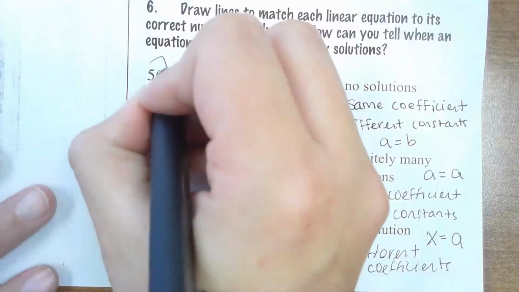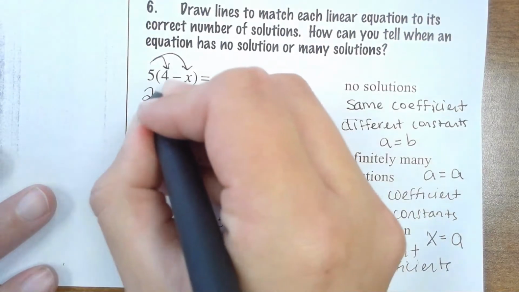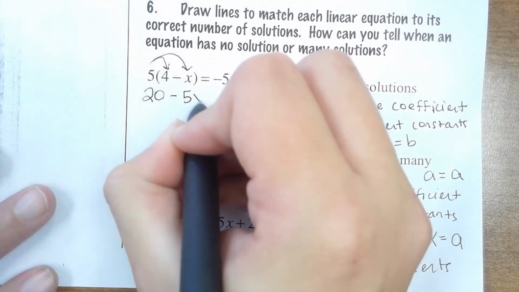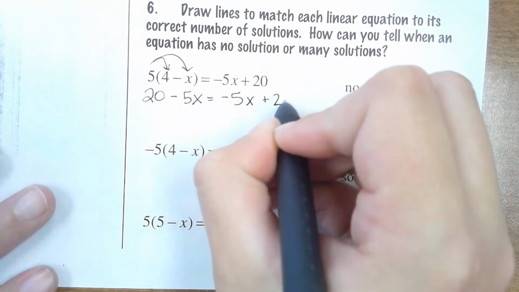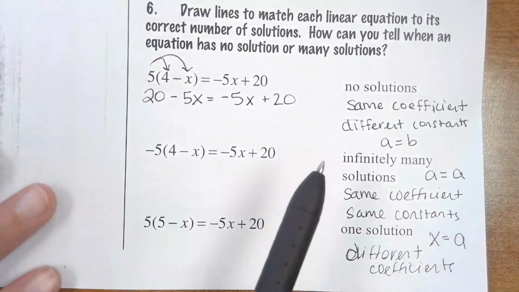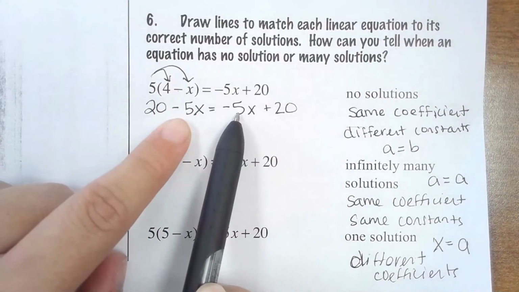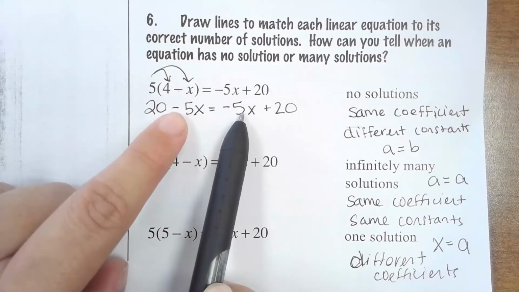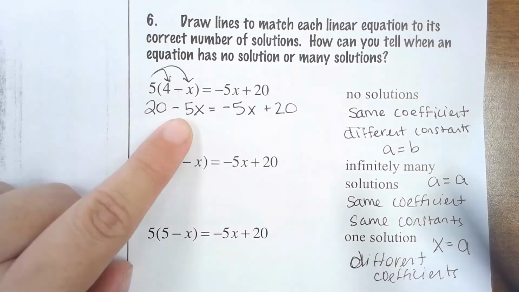So if I were to do my distributive property here, 5 times 4 is 20, and then 5 times the negative x is the negative 5x. And then over here on the right, that is already simplified. So we're just looking for the characteristics here. So look at your coefficients. So those are numbers attached to variables. Notice how I have -5 and -5. So I have same coefficients. So that rules out one solution.